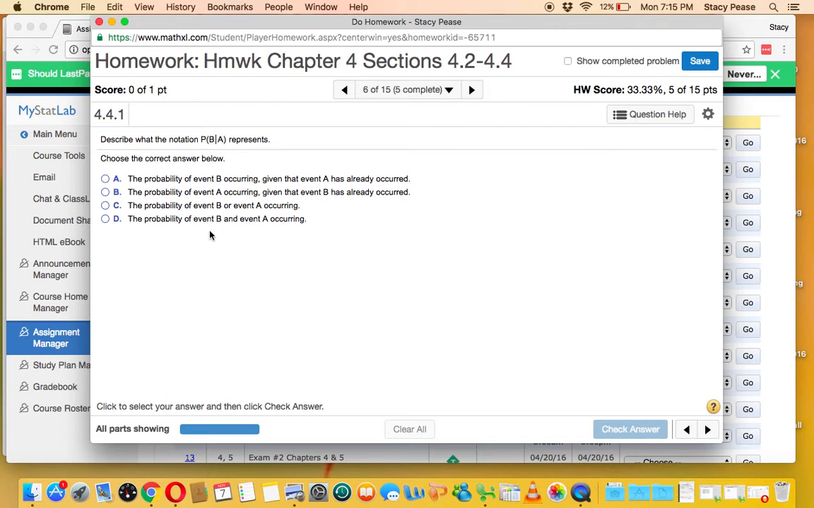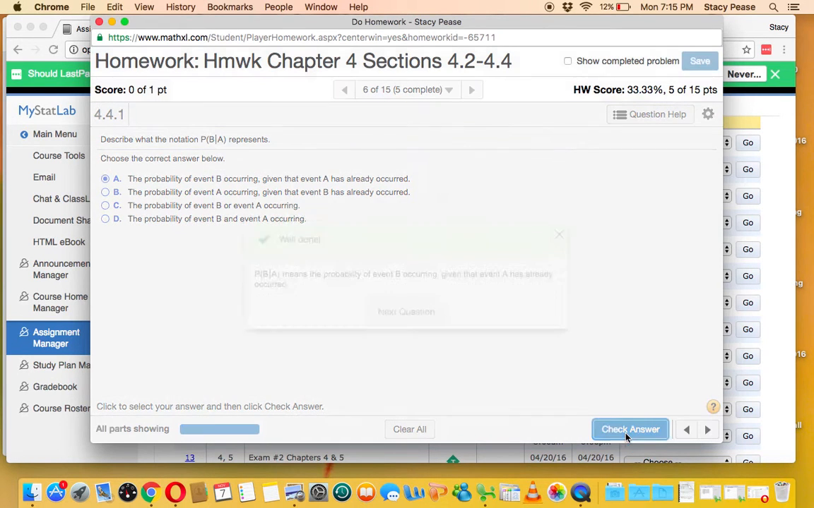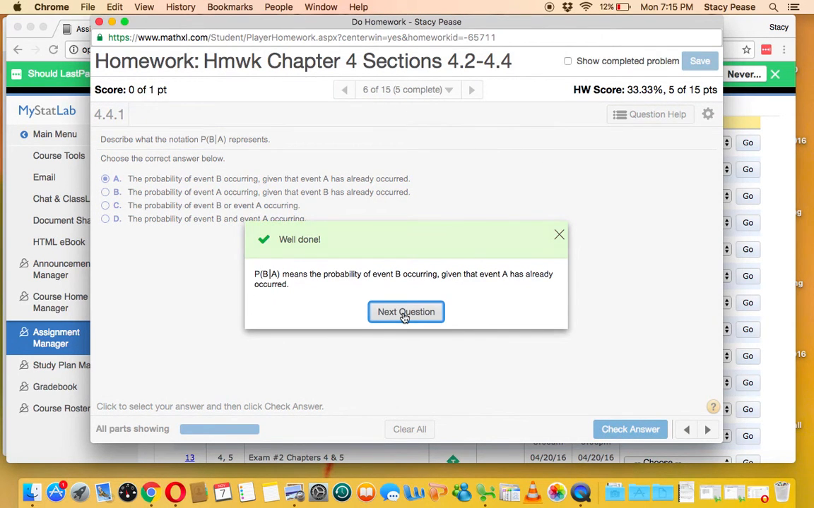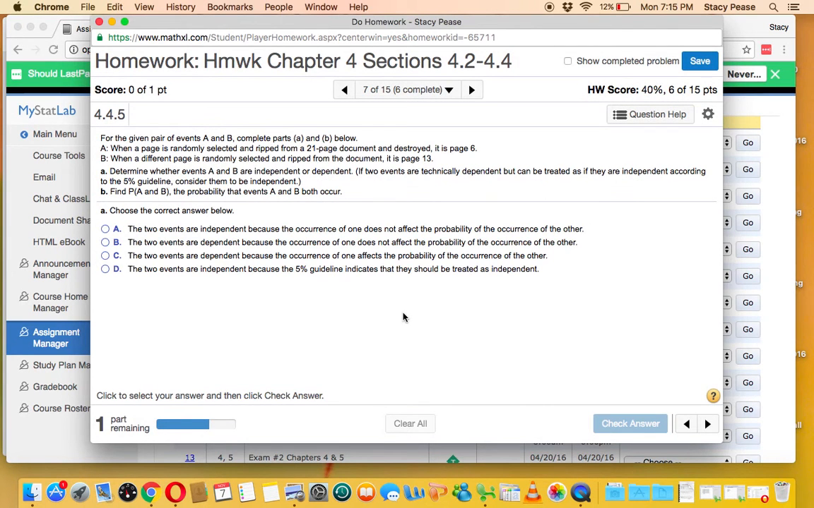Well, this is definitely not it. It's not C and it's not D. What about B? The probability of event A occurring given that B has already occurred. No, we said it's the other way around. B occurring given that A has already occurred. So our answer is going to be option A. Great. Okay, let's move on to the next question.